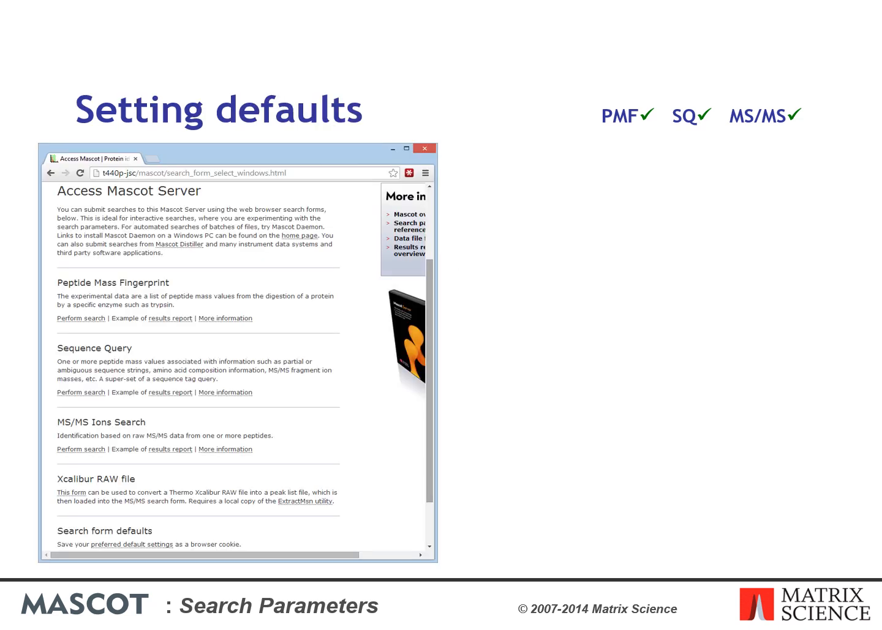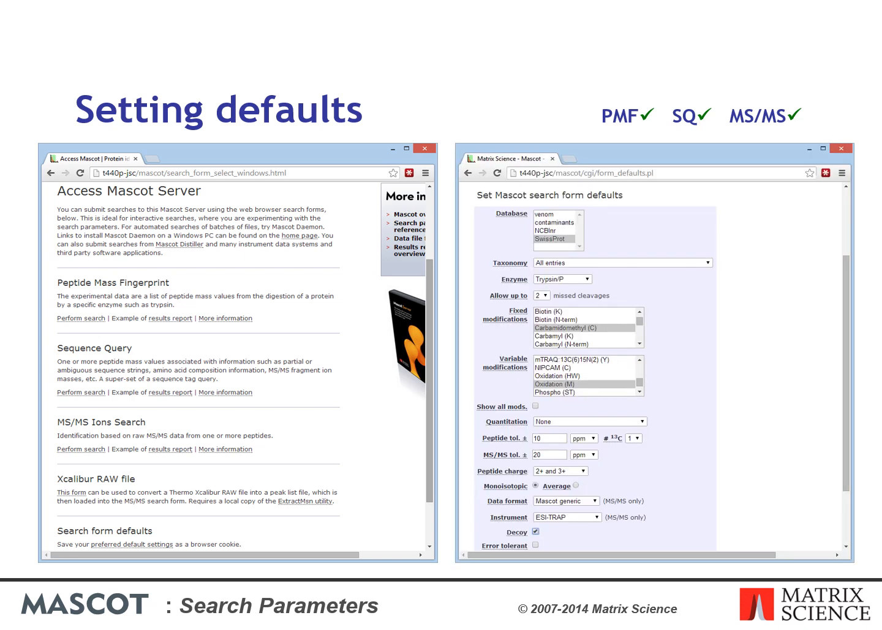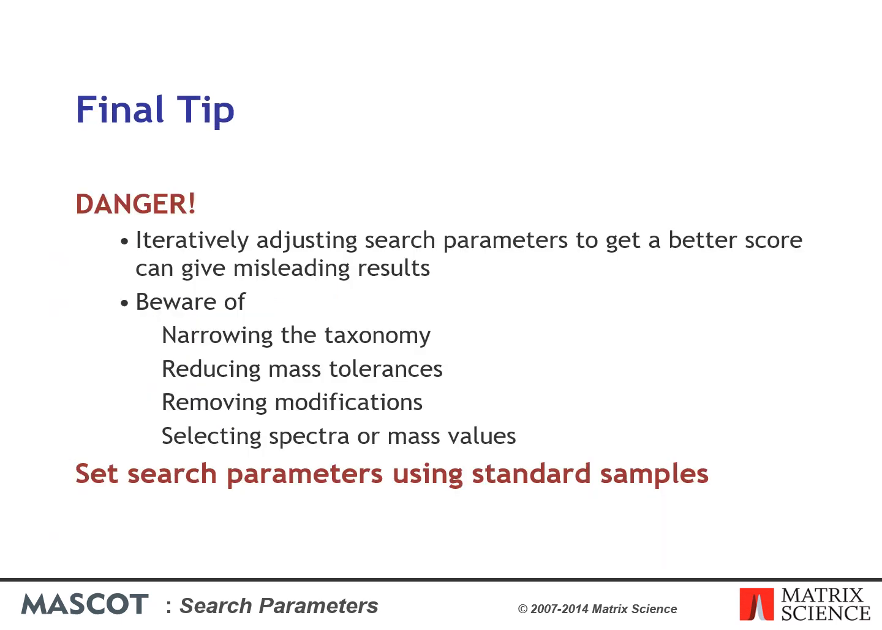You can choose your own defaults for the search forms. Look for the link at the bottom of the search form selection page. When you save the defaults, they are saved as a browser cookie. If you go to a different PC or switch to a different browser, you'll need to repeat this step.